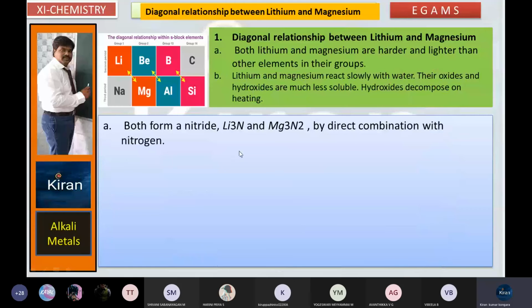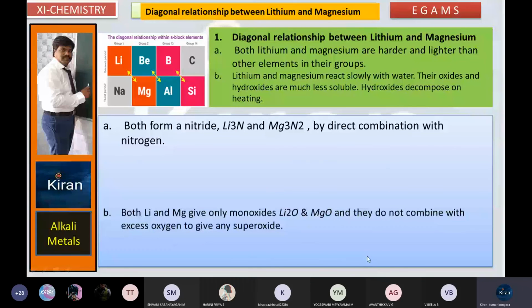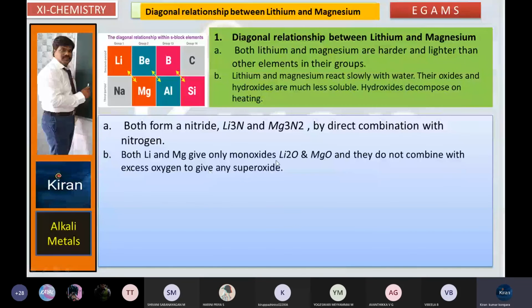Both lithium and magnesium form nitrides, lithium nitride and magnesium nitride, by direct combination with nitrogen. So when lithium is exposed to atmospheric air, the nitrogen in the air reacts with lithium to form lithium nitride, and the same way magnesium nitride. Some more similar properties: both lithium and magnesium give only monoxides, and they do not combine with excess oxygen to give any superoxides.